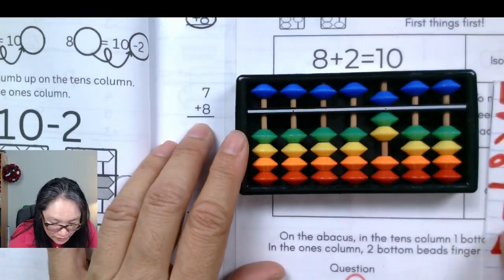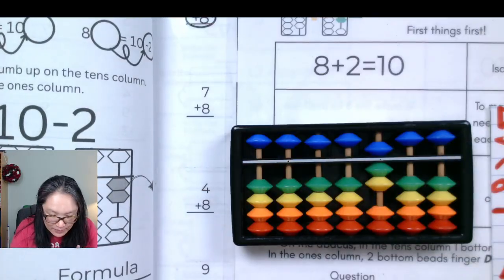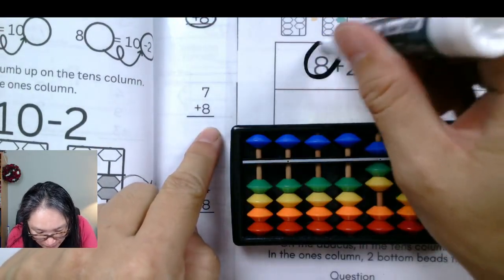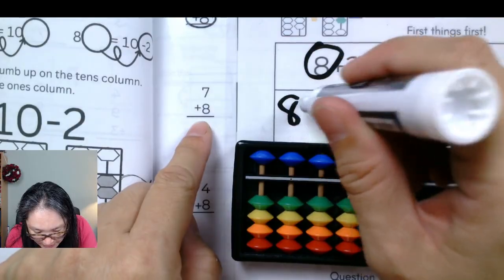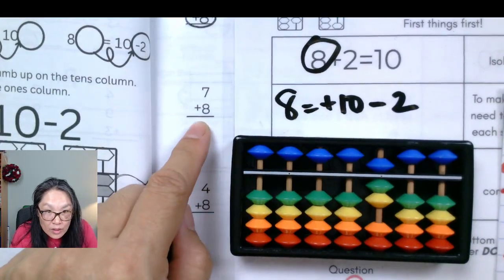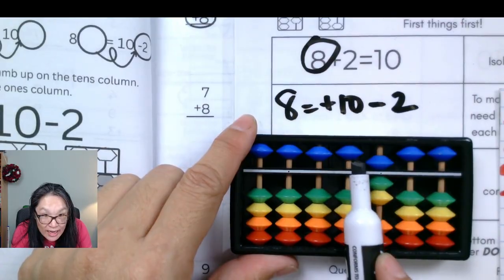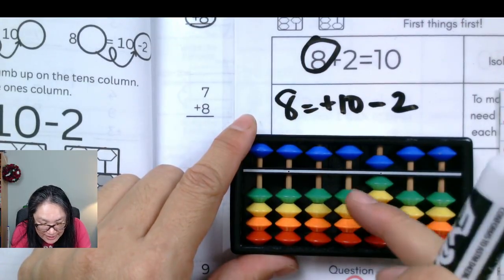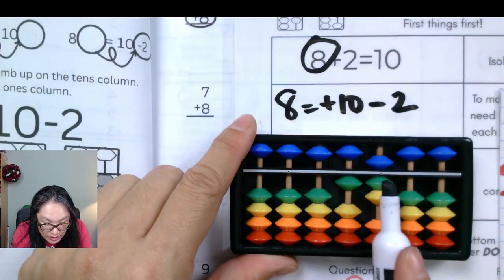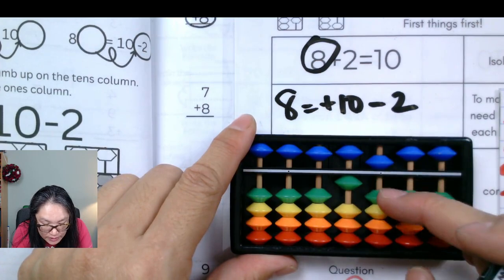What do I do? Well, you know the concept 8 plus 2 is equal to 10. Well, what does that mean? I want to add the 8. I'm going to isolate my variable. So I'm going to have 8 is equal to plus the 10 minus the 2. So we're going to plus the 10, 0, 1. I'm going to add 10, and I'm going to take away 2. Is there enough to take away the 2? Yes, there is. So all I got to do is take away the 2.